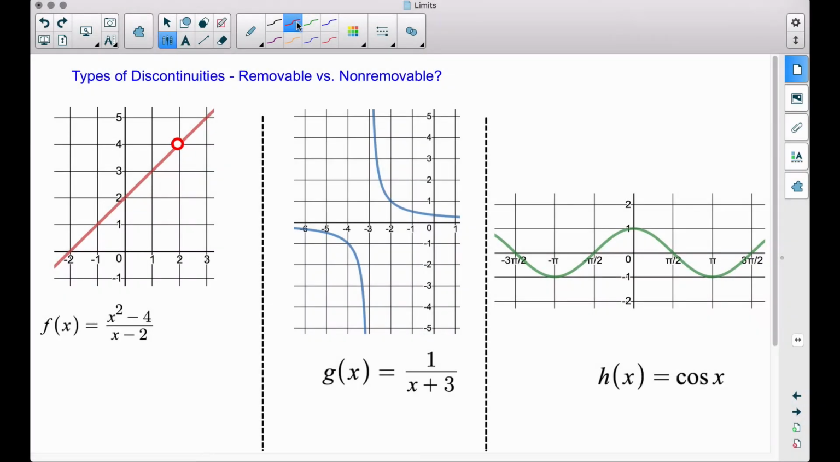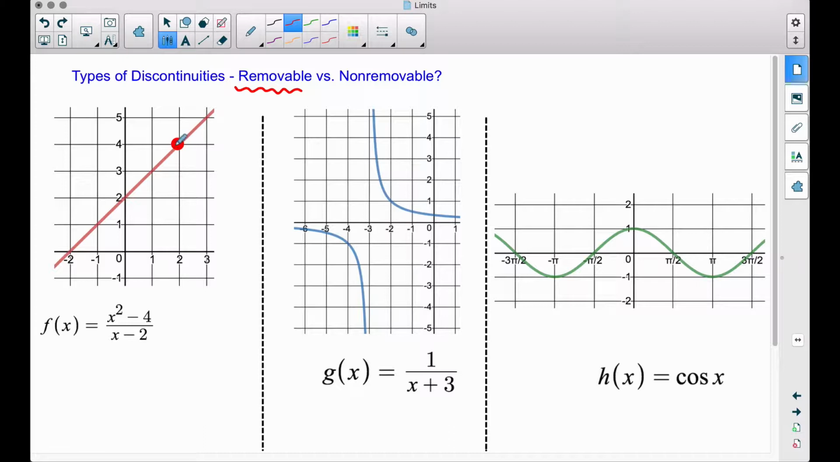In this video, we're going to talk about two types of discontinuities. You have removable and non-removable. And for removable, a way to think about it is, look at this little dot right here. It looks like a little dot. In this case, it's an open circle, but it looks like a dot has been removed from this line. And that's what a removable discontinuity is.